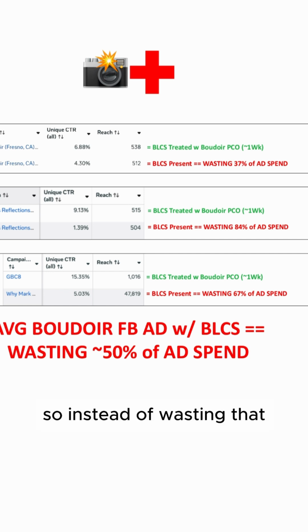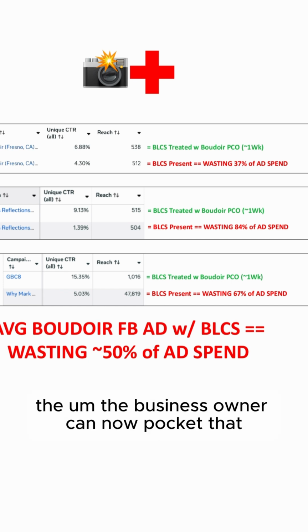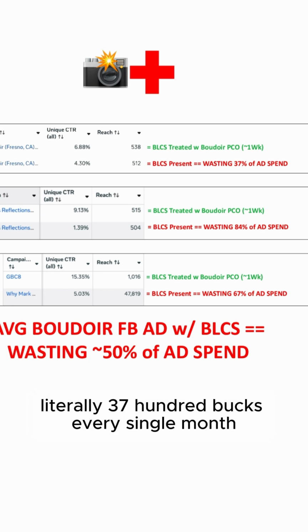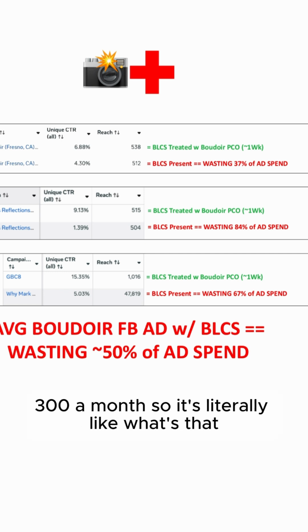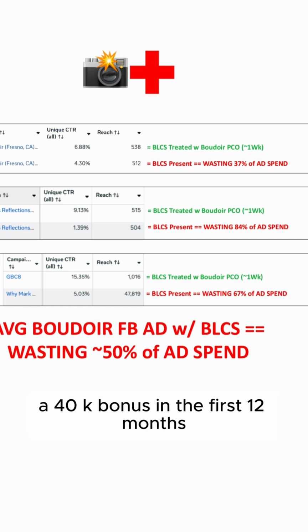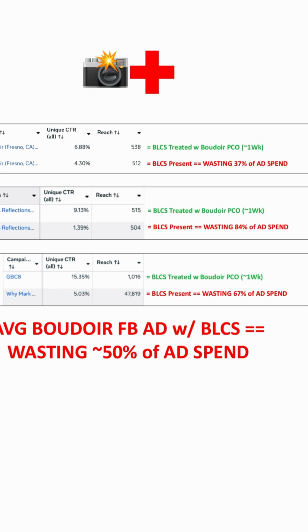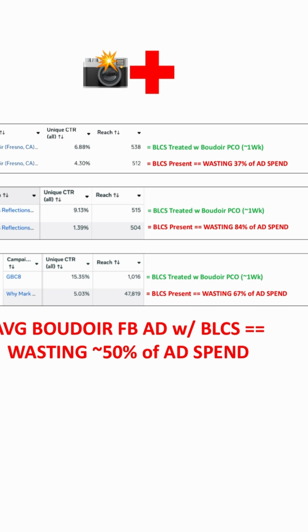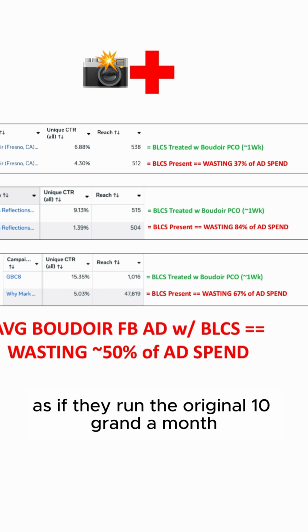So instead of wasting that, giving that to Facebook, and literally getting nothing out of it, the business owner can now pocket that, literally 3,700 bucks every single month, by decreasing their ad spend to 6,300 a month. So it's literally like, what's that, a 40K bonus in the first 12 months, first year. And they can simply run the Boudoir Pico treated ad at 6,300 bucks a month and get their ad into the same number of women's brains as if they ran the original at 10 grand a month.